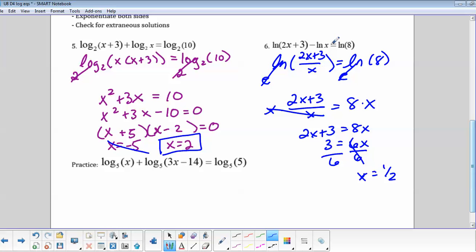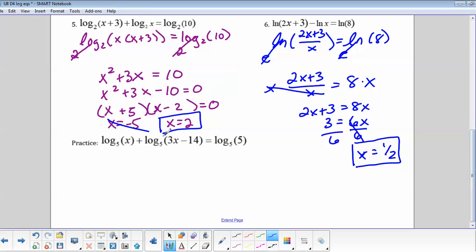Now plugging it back in, 1/2 goes here, that's fine. If 1/2 goes here, this also is positive. So 1/2 is just fine as an answer. So for the last problem, what I want you to do is try this problem and then bring your answer to the teacher and see if they got the same answer that you got.